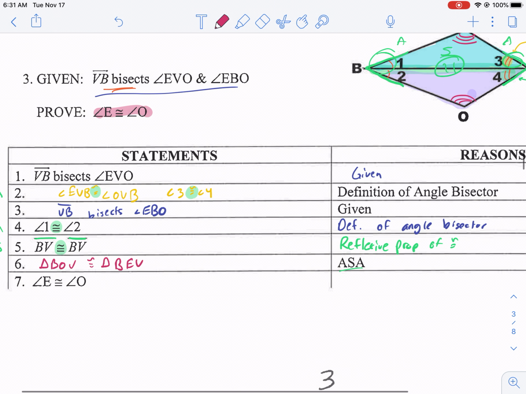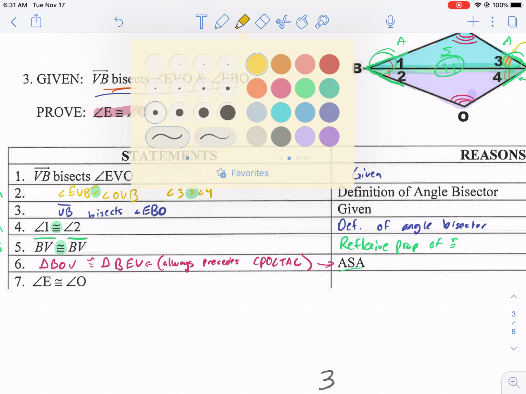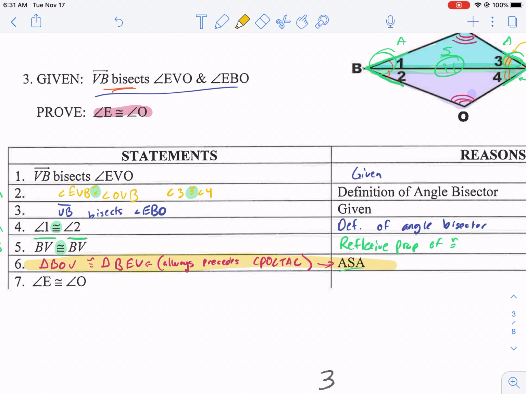Now, this step always precedes CPOCTAC. I don't like CPCTC, whatever. It's easier to say CPOCTAC for me. This always precedes. You have to have the triangles congruent first before moving on. I'm going to highlight this just because it's so important. So many times I see people say, oh, the triangles are congruent because of CPOCTAC. No, the triangles aren't congruent because of CPOCTAC. You're always going to use 3 letters to prove triangles congruent.